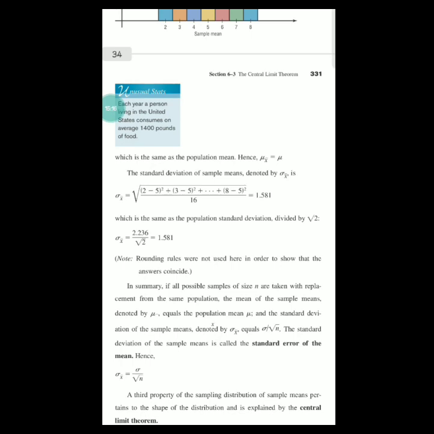So the population standard deviation, sigma, over the sample mean x bar, is 2.236, which is the standard deviation of our population, divided by the square root of 2. If we divide 2.236 by the square root of 2, it equals 1.581, which is the standard deviation of our sample means. Let's take note that rounding rules were not used here in order to show that the answers coincide.